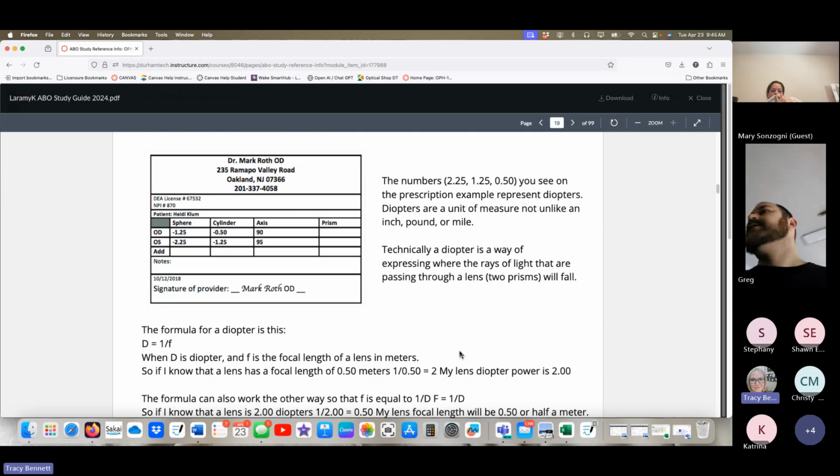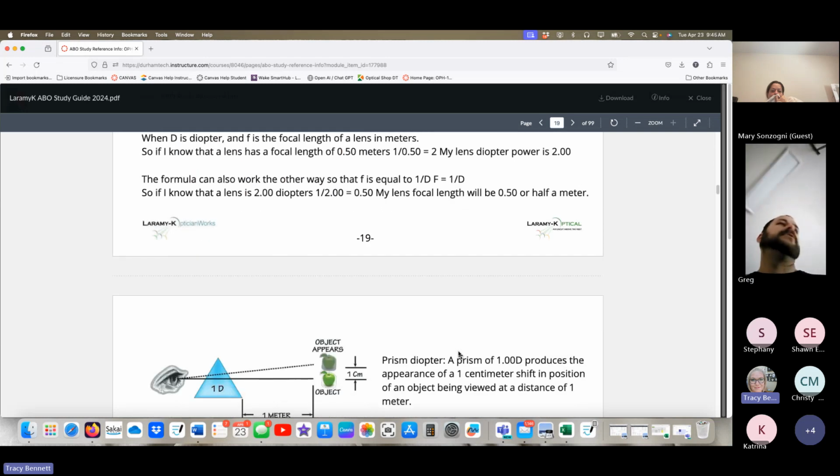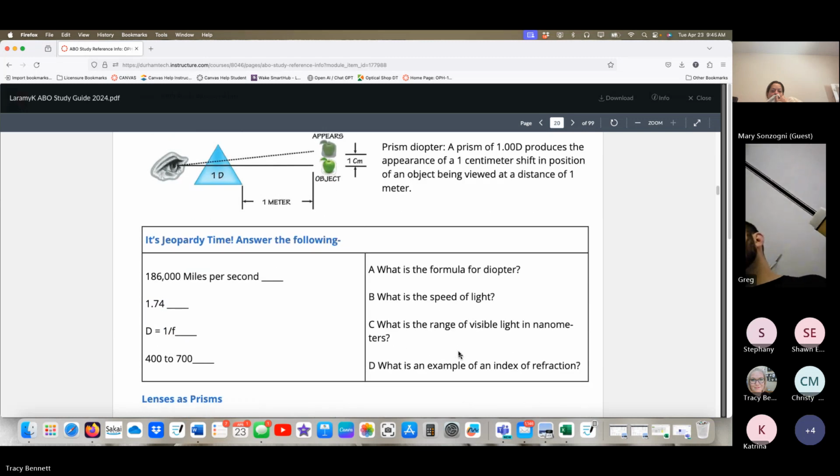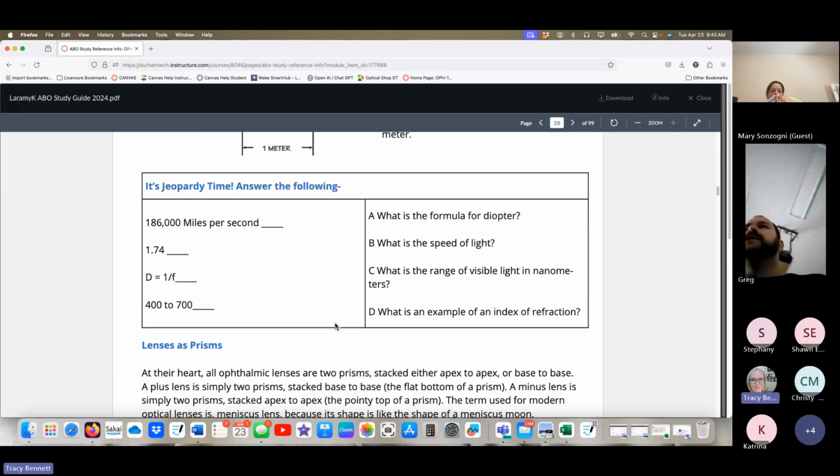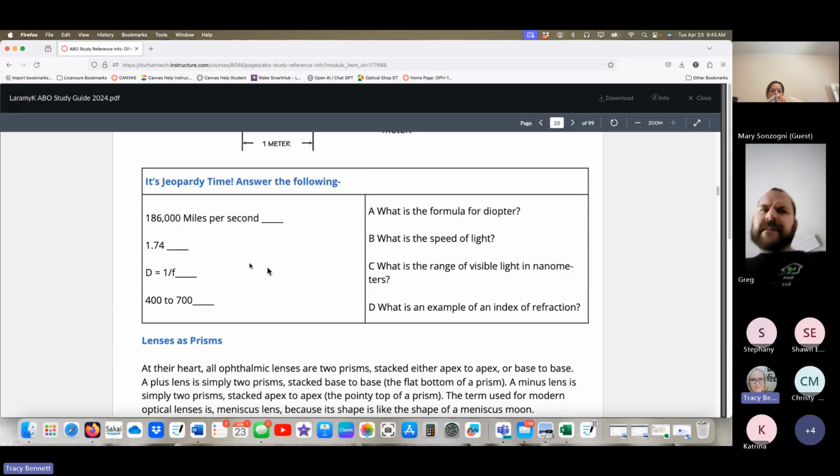All of this, I just think that these are really important and want to go all the way through them. So 186 miles per second. What is that one? B, the speed of light. And then how do you figure out what the speed of light? Well, what does this one say? 1.74.